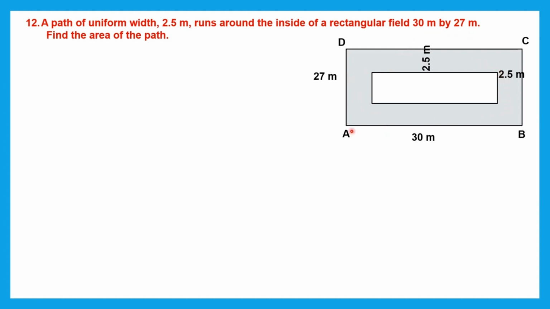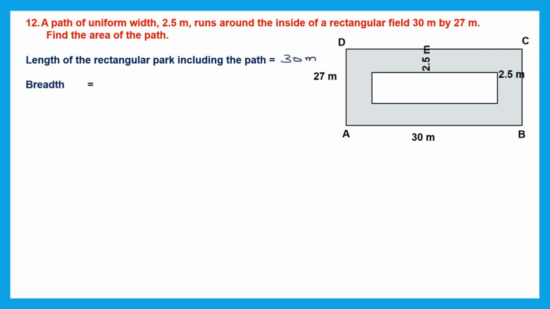So again, first we have to find the area of the rectangle that is outside, including the path. Area of the rectangle including the path. Then we have to find the area of the rectangle excluding the path and subtract the two answers. So let's begin by saying length of the rectangular park. We're talking about the length of the park including the path. So this is the length and it's given to us as 30 meters. Now the breadth is also given to us. It's 27 meters.